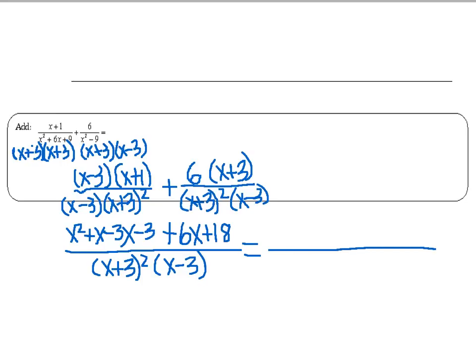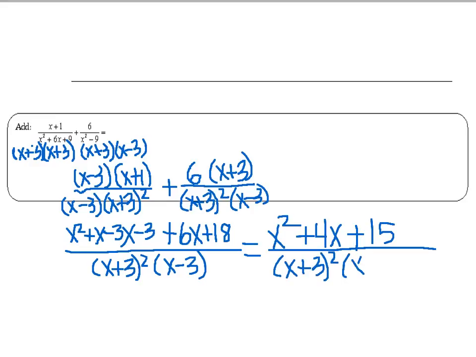Combine our like terms. So I've got x squared. It doesn't have a like term, so I need to keep that, x squared. 1x plus a negative 3x is negative 2x, plus 6x is 4x. And then negative 3 plus 18 is 15. So my top is x squared plus 4x plus 15. My bottom stays x plus 3, the quantity squared, times the quantity x minus 3. And this is my final answer.